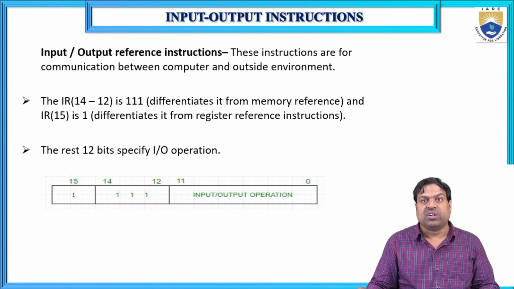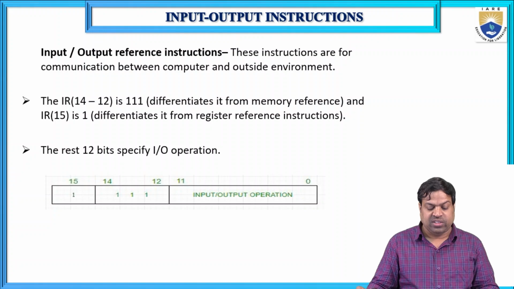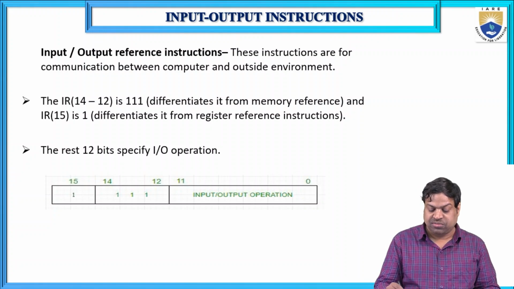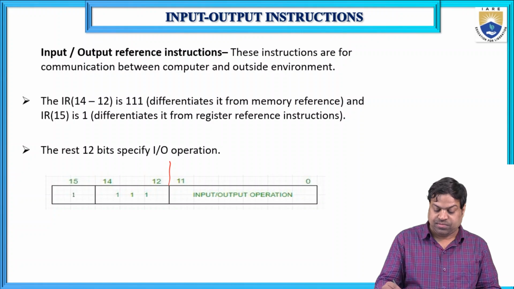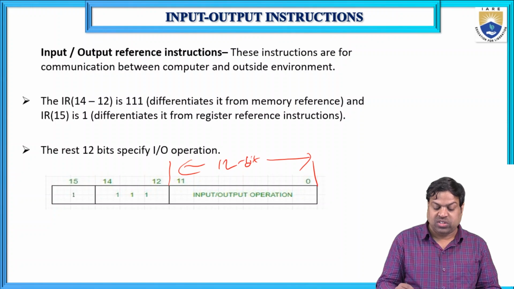So input output reference instructions. The instructions are for communication between the computer and the outside environment. The instruction register bits 12 to 14, that is 3 bits, are 111. It differentiates it from memory reference, and IR15 is a 1, which differentiates it from register reference instructions, and the rest of the 12 bits specify the input output operation. It is a 12-bit input output operation.